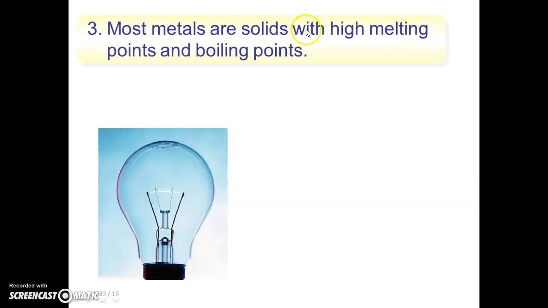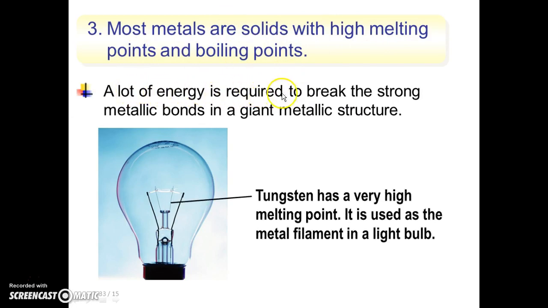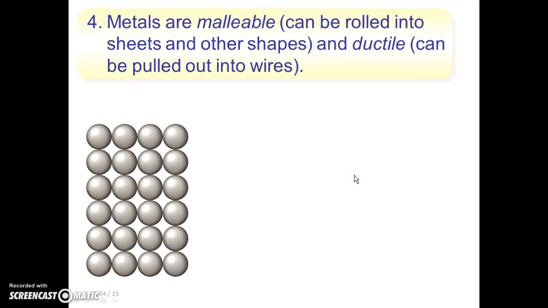Most metals are solids with high melting points and boiling points. That is because a lot of energy is required to break all the strong metallic bonds in giant metallic structures, so that the ions are broken into separate particles. Tungsten has a very high melting point. It is used as the metal filament in a light bulb.